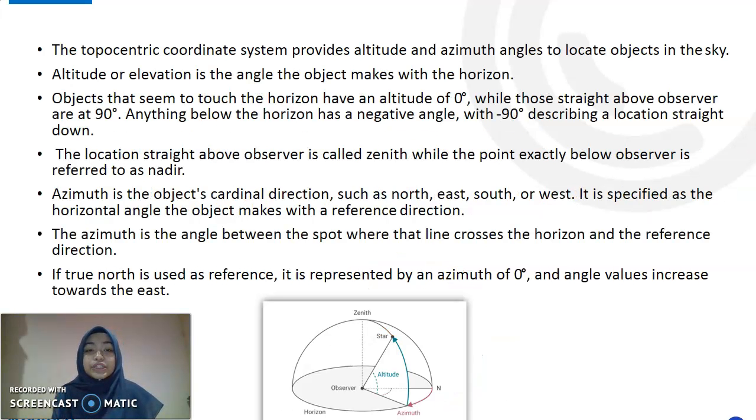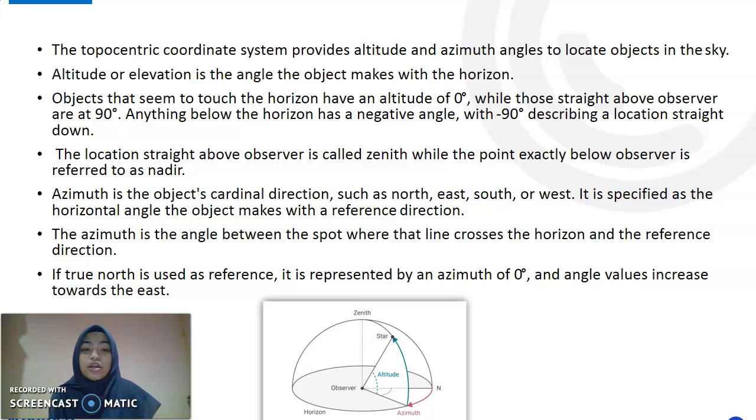Okay. The topocentric coordinate system provides altitude and azimuth angles to locate objects in the sky. First, altitude or elevation is the angle the object makes with the horizon. Objects that seem to touch the horizon have an altitude of 0 degrees, while those straight above the observer are at 90 degrees. Anything below the horizon has a negative angle, with negative 90 degrees describing a location straight down. The location straight above the observer is called the zenith, while the point exactly below the observer is referred to as the nadir.